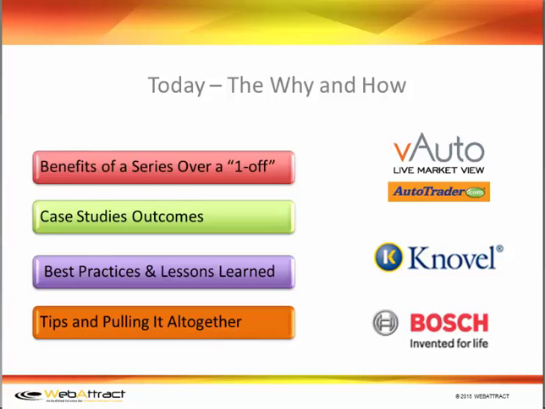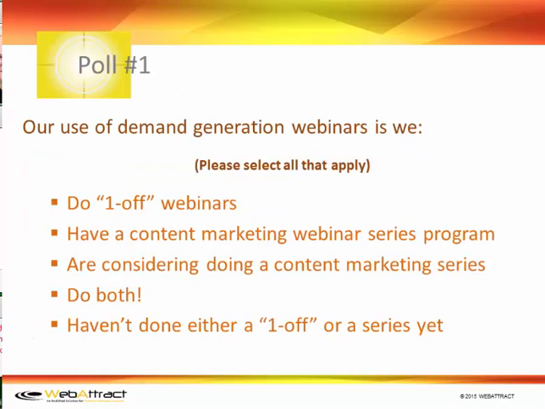And the 3 companies that I'm going to be focusing on are from very, very different sectors. The first one is a company called vAuto, which is part of Autotrader.com. The next one is a company called Novel, which is part of the Reed Elsevier Group. And the final is Bosch Healthcare. So I looked at the folks, those of you in the audience, and I know you cut across all different organizations, but the thing to keep in mind is regardless of your industry, all of these have lessons learned and value that you can apply to what you're doing.